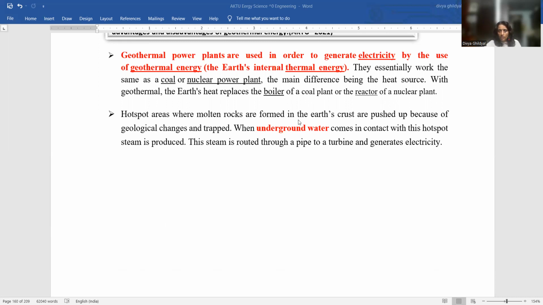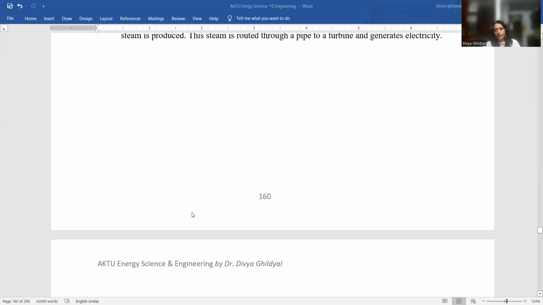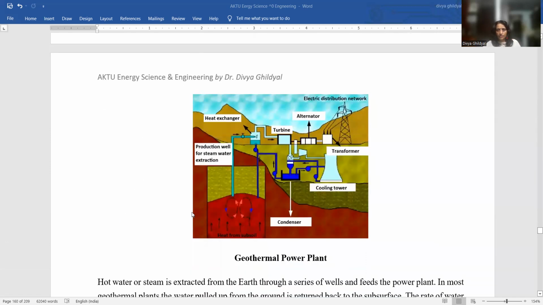You must have heard of Earth having hotspot areas where molten rocks are formed in the Earth's crust and they are pushed up because of geological changes. So when underground water comes in contact with this hotspot, steam is produced. This steam, like in a steam engine, runs the engine. It has a lot of power. So the steam is routed through a pipe to a turbine and it generates electricity.